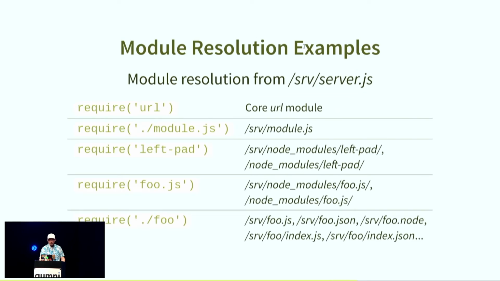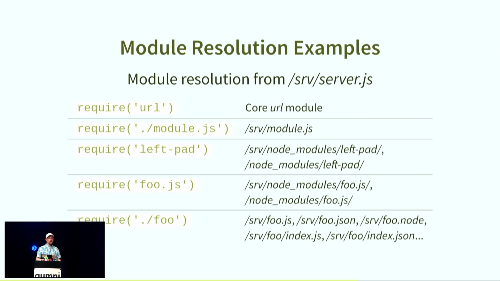So let's look at some examples of how this stuff works. The module resolution algorithm is actually a couple pages for the require call, and maybe several pages for the import. But here we're just going to look at some high-level examples. All these examples assume that we're calling the code from the src folder in the root, and we'll just call the file server.js.